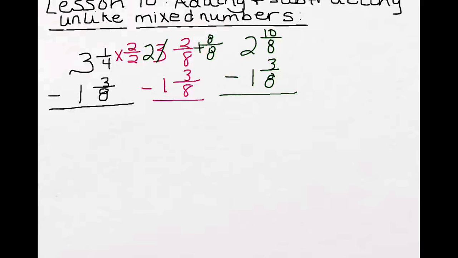10 take away 3, or minus 3, is 7. Our denominator is 8, so 7/8, and 2 minus 1 is 1. So our answer is 1 7/8.